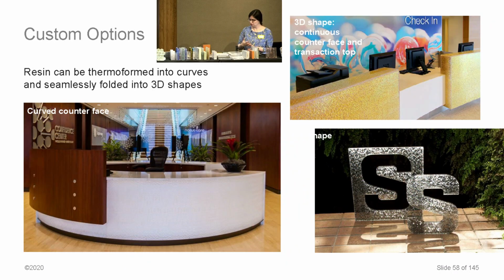Custom options we also talked a bit about in terms of the resin. You can do thermoforming, curves, shapes. You can also do things like cutouts. And that can often be done during installation. So people will buy just a flat sheet and then route out the cutout, or make the shape themselves.